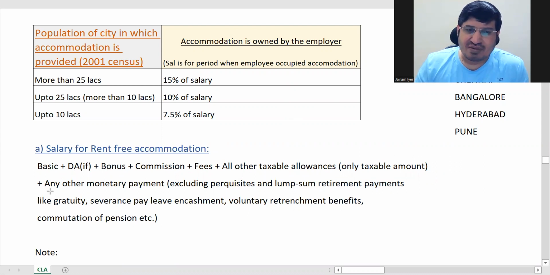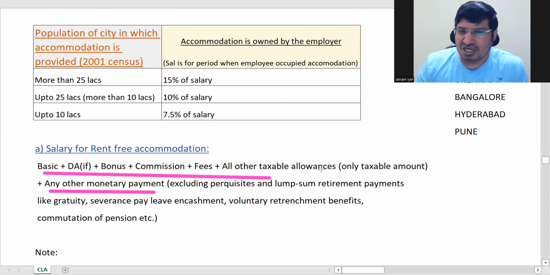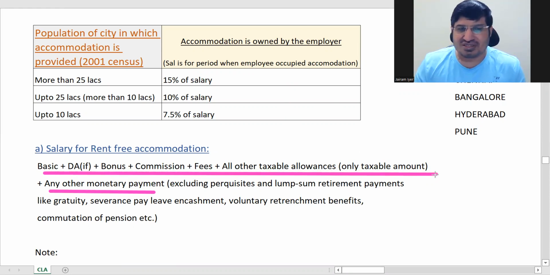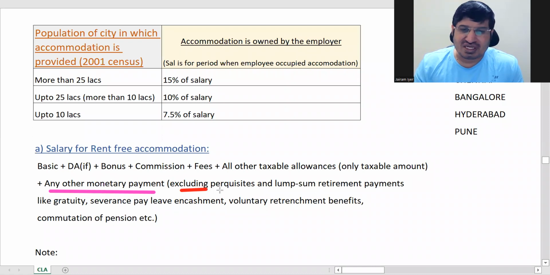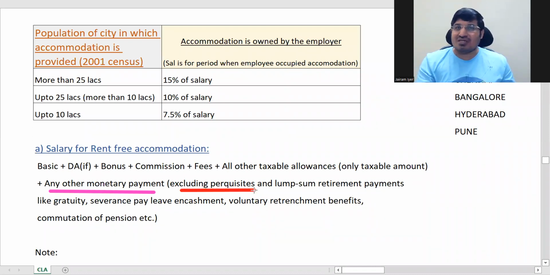you take any other monetary payment, okay? Apart from this, see, in this all monetary payment will get covered. ठीक है, all monetary payment will get covered. But if something is left out, that monetary payment also you can take. ठीक है, only condition is that it should not be a perquisite. So if it comes under the definition of perquisite, whether it is monetary or non-monetary, you will not take. So don't take perquisites. Okay, perquisites nahi lena hai, monetary ho ya non-monetary ho.